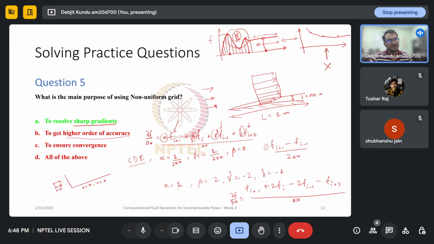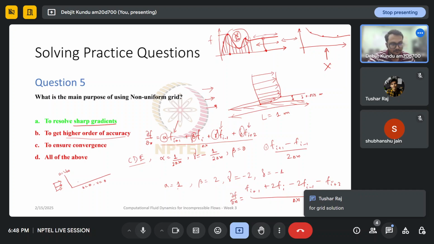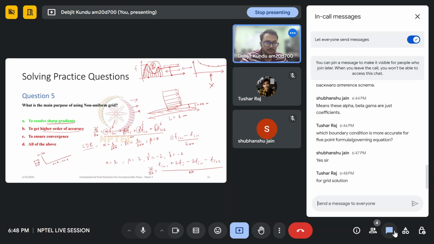And if I have an inlet and I specify u there, then that's a Dirichlet type boundary condition. I'm not sure I understood your question correctly. So these are what boundary conditions are for a grid solution.